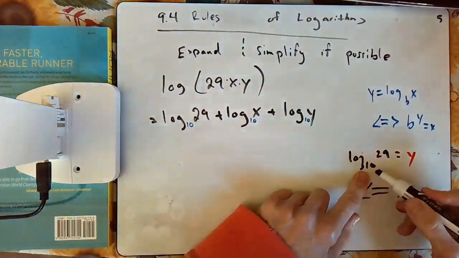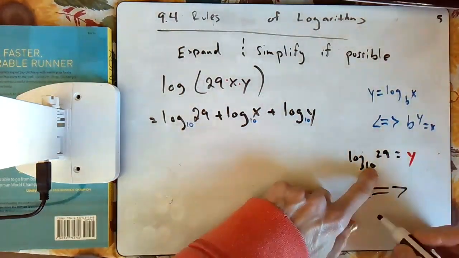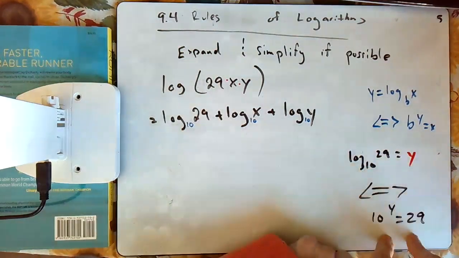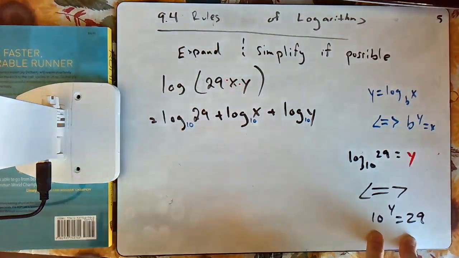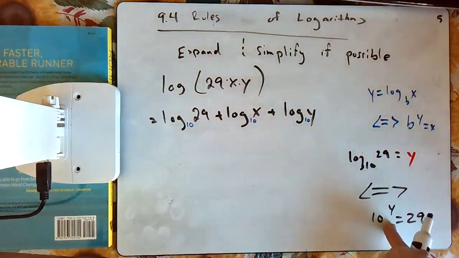So how are we going to write log base 10 of 29 equals y in exponential form? Just looking at this, it'd be 10 to the y power equals 29. This raised to that equals that. So now you want to ask yourself, can I raise 10 to some nice number to get me to 29? No, right? When I say nice number, I mean like a whole number or an integer, positive or negative whole number, a nice fraction. No, right?